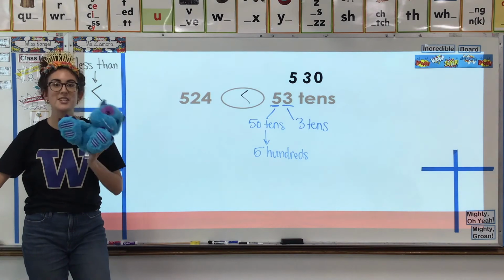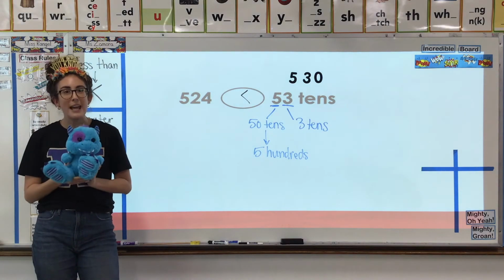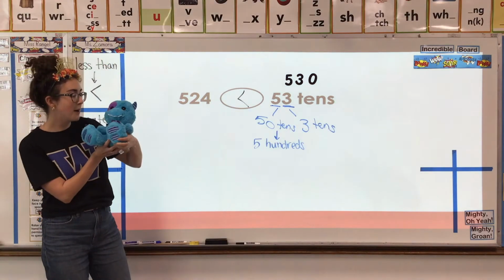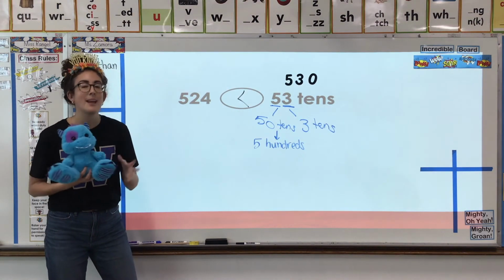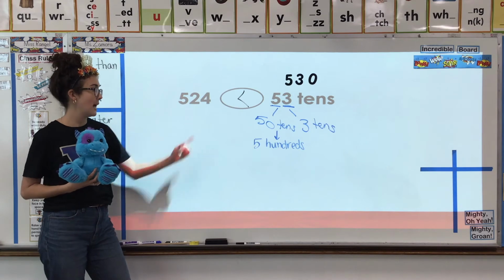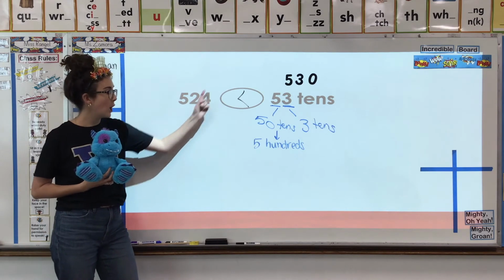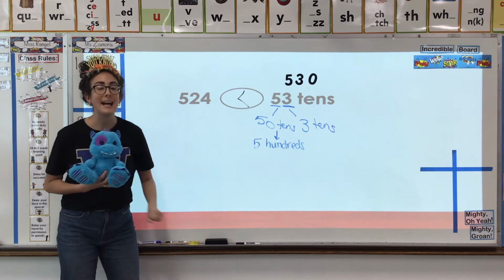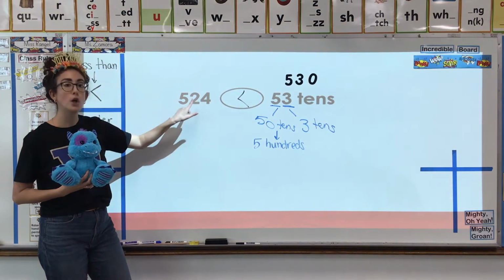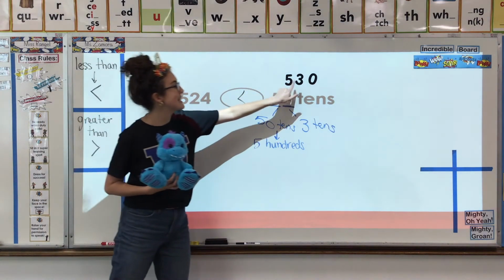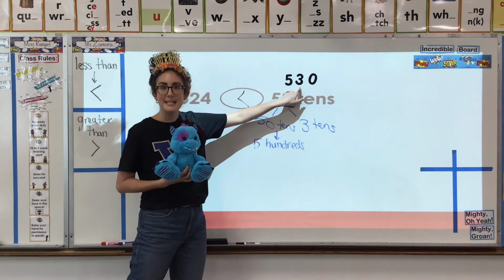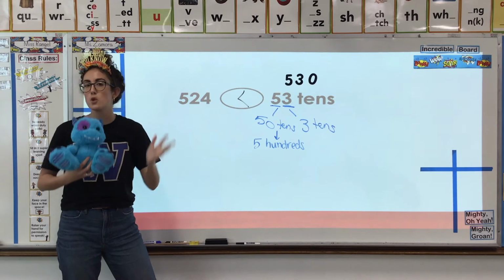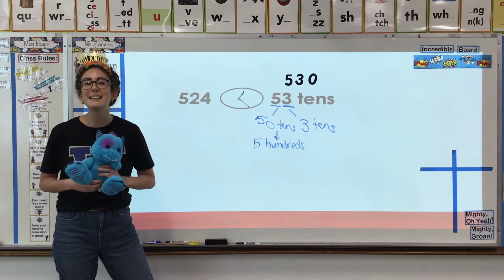Okay, how was your chat with your buddy? Were you able to fully show what you know? So, Mr. Mo, what did I tell you? I explained to Mr. Mo that 524 was less than 530 because 2 tenths was less than 3 tenths. That was the big value difference between these numbers that allowed us to compare.